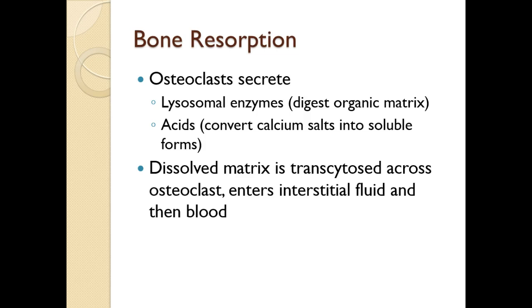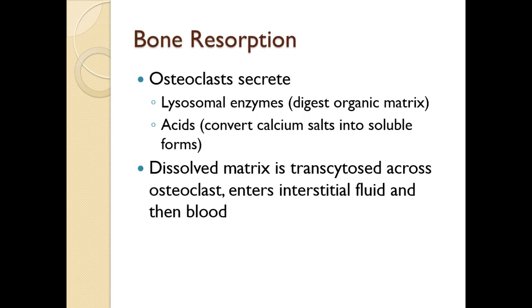All right, so bone resorption. Again, resorption means breakdown, right? Which cells have that job? That would be osteoclasts. This explains how osteoclasts break down bone. Osteoclasts secrete a lysosomal enzyme that has the ability to digest organic matter. They break down the organic component of bone, and then acids convert the calcium salts into soluble form.